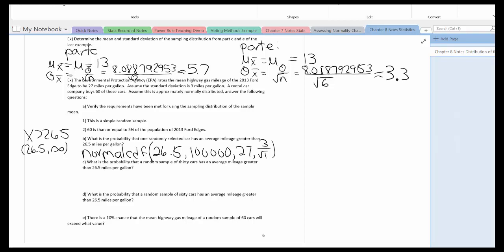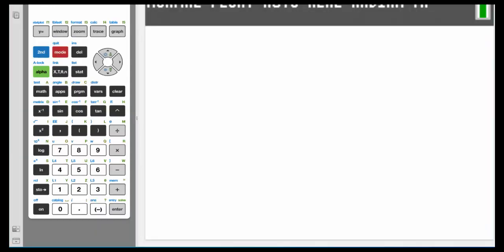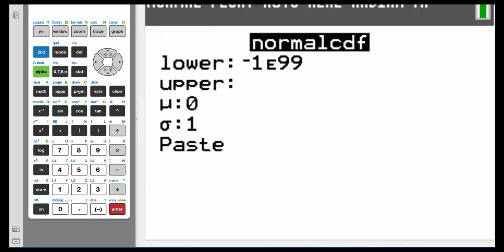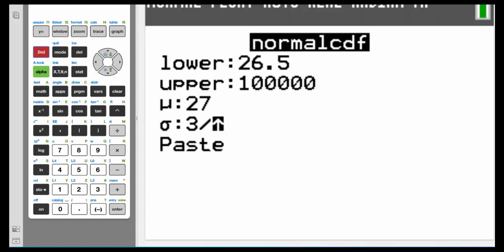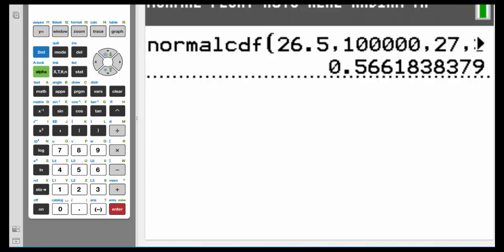So let's do that now. Okay, so let's put this in the calculator. It'll be second and vars. We'll hit normal CDF. So the minimum is 26.5, hit enter. Upper is 100,000, hit enter. The mean for us is 27, and the standard deviation is 3 divided by the square root of 1. That's second x squared, there's 1. Close it. Highlight, paste, hit enter. And again, we'll round this to 4 decimal places, which is 0.5662. So let's put that on our paper now.